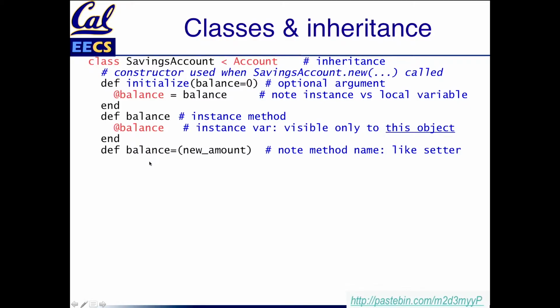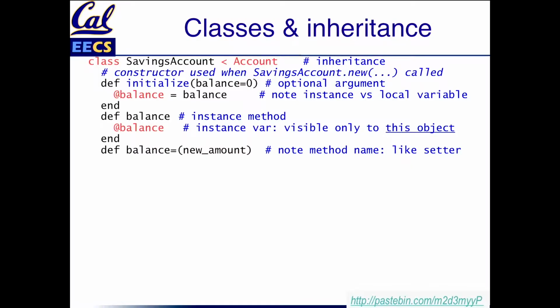I also need a way maybe to set the balance. Who knows? Maybe I'd like to launder money into my bank account. So here's another function. And yes, balance equals is the name of a method. Remember I said everything is a method call? This is where we're starting to get serious. Okay, so balance equals is a different method from balance. There's a special case in Ruby for methods that end in the equal sign, and that's how you can define your own setters. So balance equals will take a new amount, and it'll just set the instance variable to that.